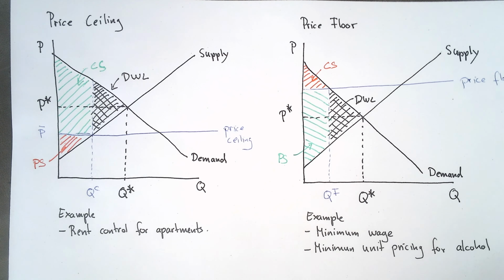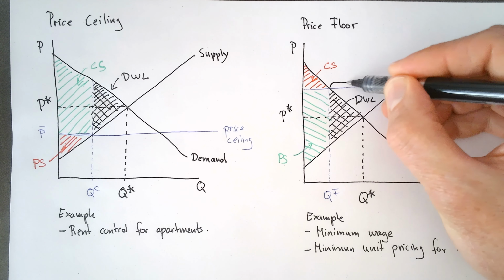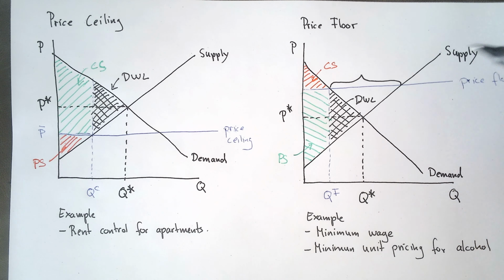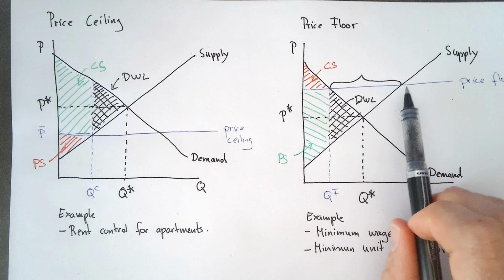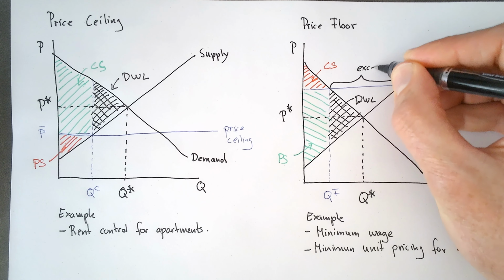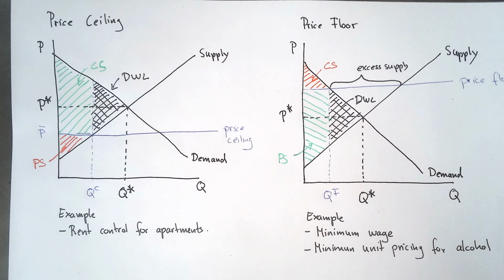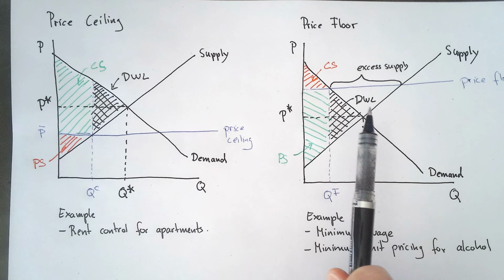Now note that in the case of the price floor, since we have the higher price, we can have excess supply. Okay. So both interventions in a perfectly competitive market lead to a deadweight loss.